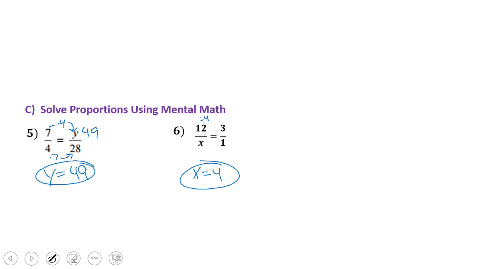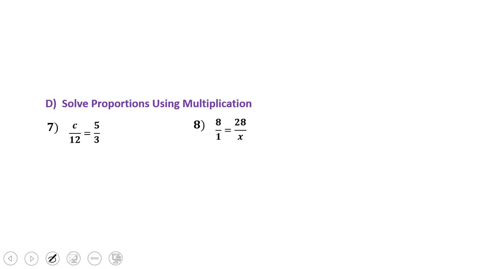Let's use the multiplication property. That's not in there, we should write it in there. Property of equality. Somehow I left that off. Equality. The multiplication property of equality.